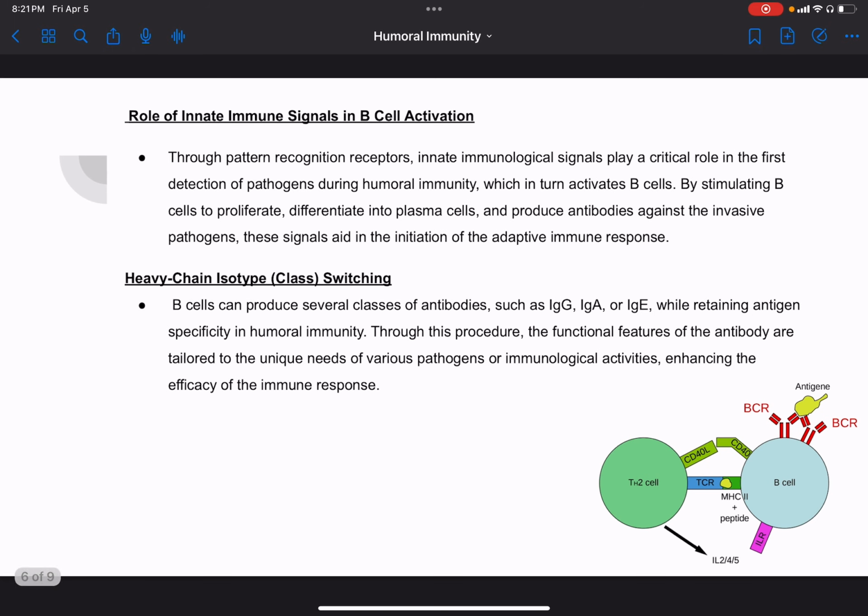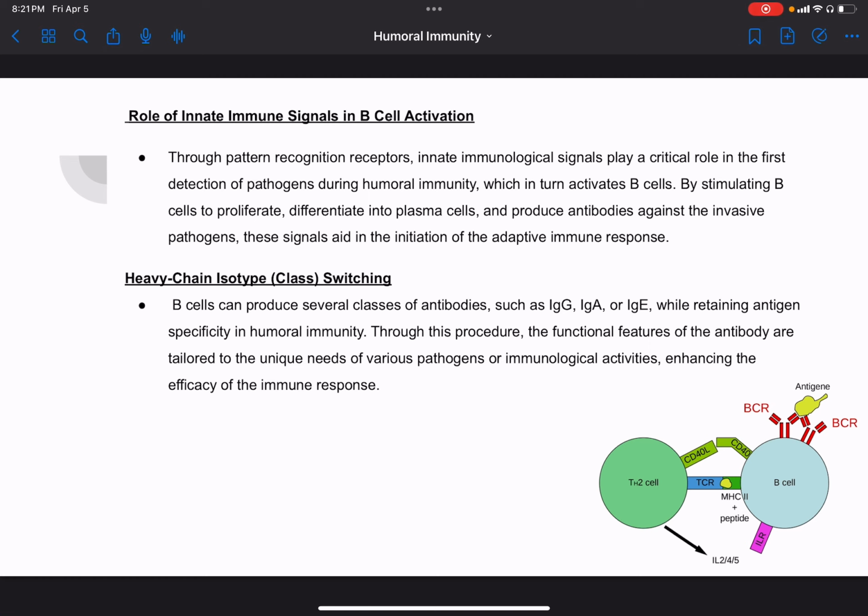So, what is the role of innate immune signals in B cell activation? Through pattern recognition receptors, innate immunological signals play a critical role in the first detection of pathogens during humoral immunity, which in turn activates B cells. By stimulating B cells to proliferate, differentiate into plasma cells, and produce antibodies against the invasive pathogens, these signals aid in the initiation of the adaptive immune response.